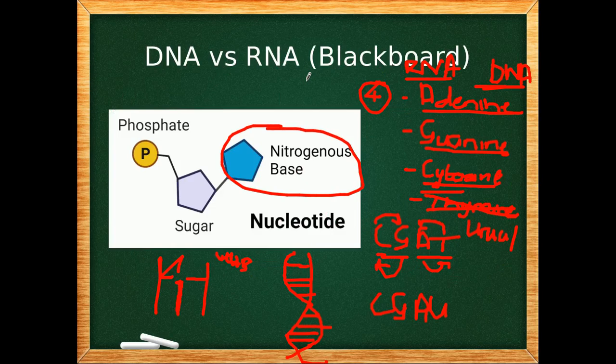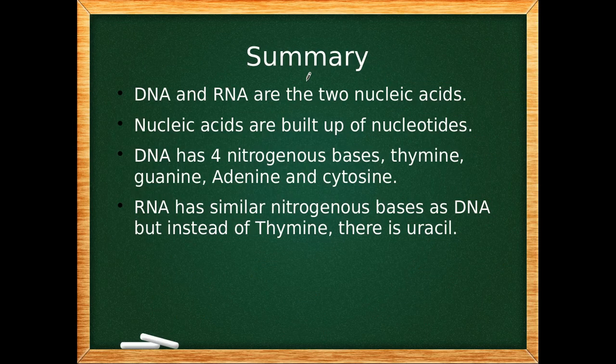So I've tortured you with a lot of stuff. I know it's painful, but here we go. A little summary: RNA and DNA. These are the two nucleic acids, and remember, nucleic acids are built up of nucleotides. So DNA is built up of a DNA nucleotide, and RNA is built up of an RNA nucleotide. We remember the differences, right? DNA is double-stranded, RNA is single-stranded.